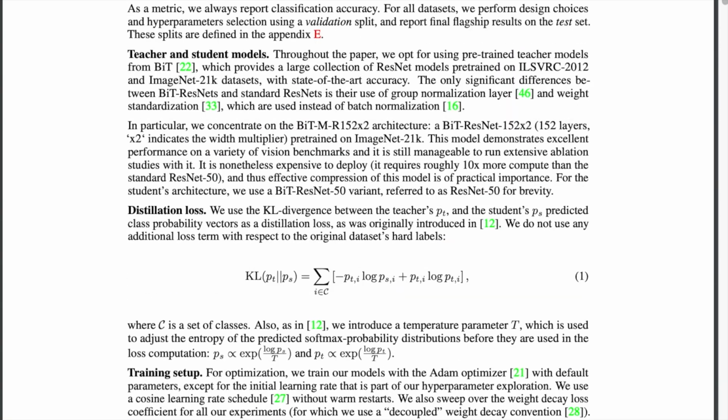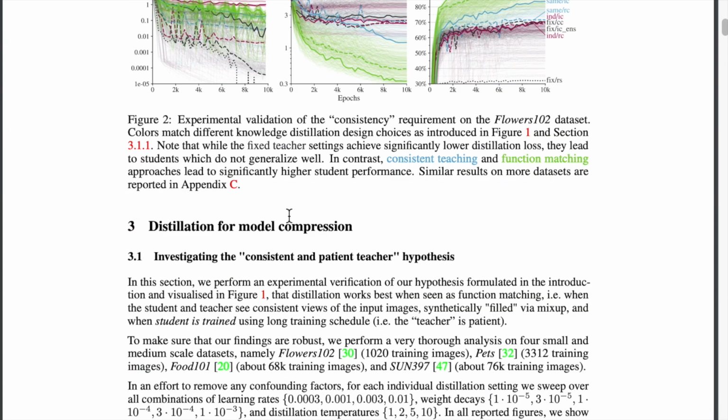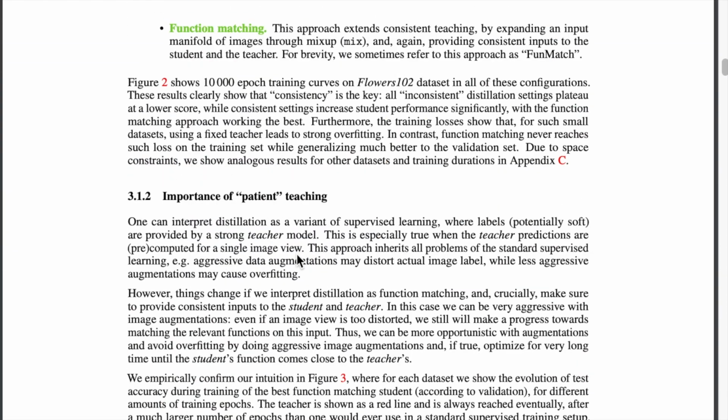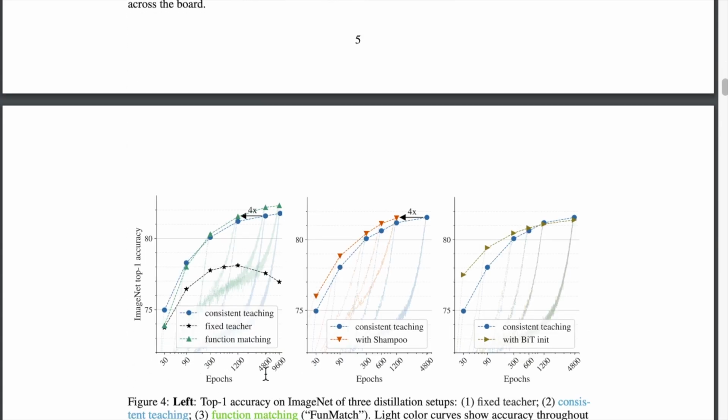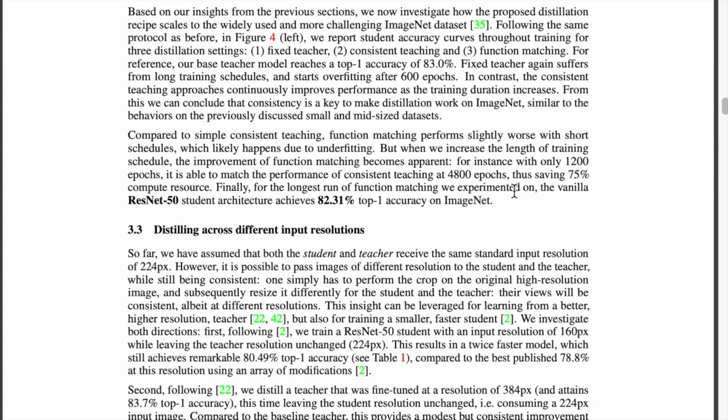The next idea is patient teaching, and patient teaching is referring to long training schedules. So they train it for, say, 10,000 epochs of matching the student with the teacher. So that's the idea behind the patient teaching and long training curriculum. So patient teaching is showing the improvement, with function matching continuing to improve as you get up to, say, 9,000 epochs, which is obviously a long time for training. So they are able to improve the ResNet 50 by, say, 2.2%, I think it is, over the last state-of-the-art ResNet 50 model through distilling the BiT large model with these techniques.